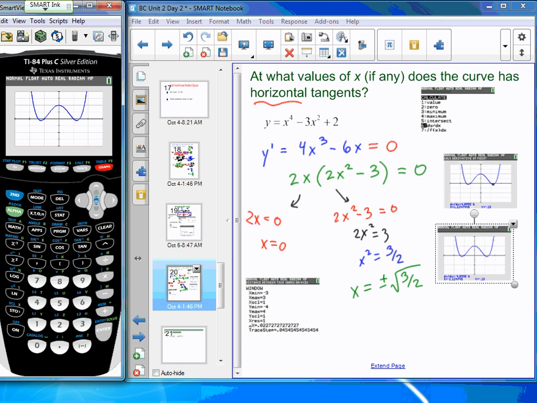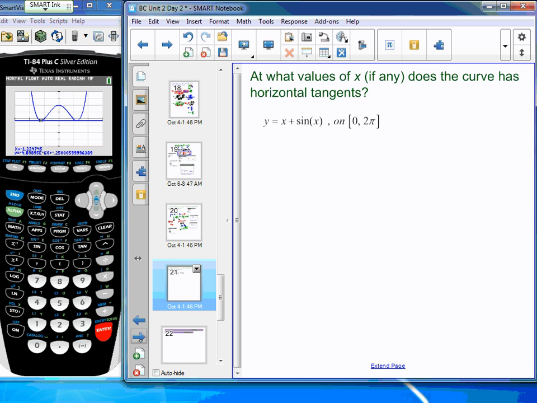I was thinking of drawing a tangent line at x equals root 3 over 2 and seeing if it's flat, if it's horizontal. So I want to try that. Second draw, tangent, and I'm going to do, well, what the heck, negative root 3 over 2. And we'll see if it's horizontal. And it looks horizontal. That's pretty sweet. Awesome. Way to go. What questions do you guys have about our horizontal tangent question?